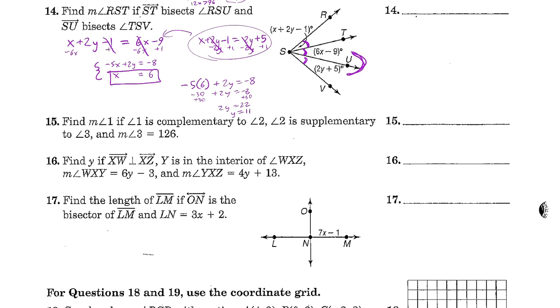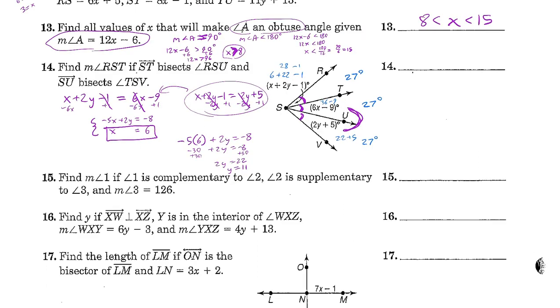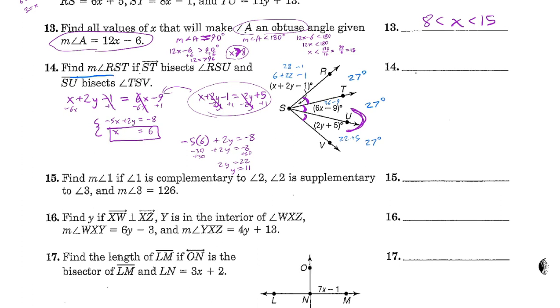And then we plug it in just to see if it works. Okay, so on the bottom one, that's 22 plus 5, that's 27 degrees. So they should all be 27 degrees. We plug in this one, we get 36 minus 9, that's 27 degrees. In the top one, we get 6 plus 22 minus 1, that's 28 minus 1, that's 27 degrees. Hey, it worked out. So it's saying find the measure of angle RST. So RST is this angle. So what it was asking for was the measure of angle RST, 27 degrees.